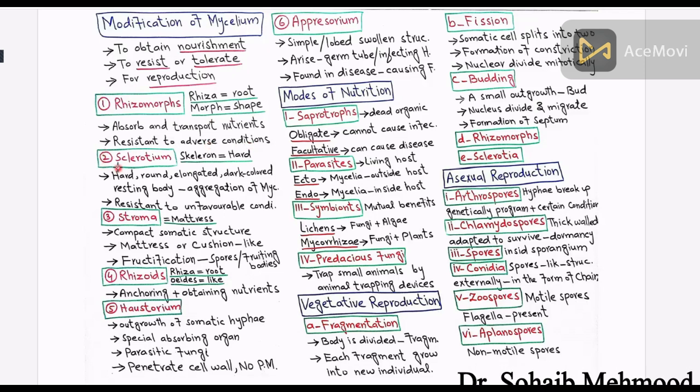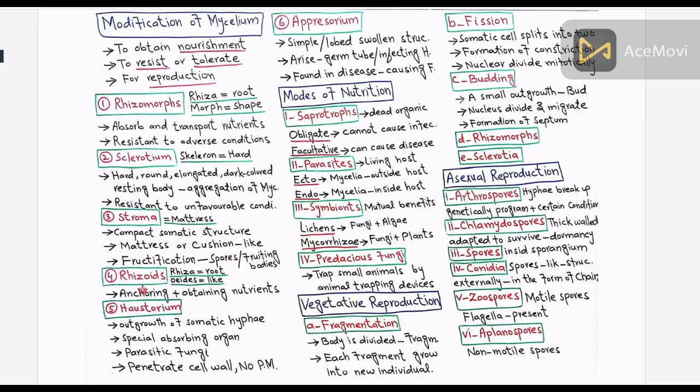The second one is the sclerotium. Scleron means hard. So these are hard, round, elongated, and dark colored resting bodies that are formed by the aggregation of mycelium. They also provide resistance to unfavorable conditions for a longer period of time. The third one is stroma. Stroma means mattress. So these are compact somatic structures, like a cushion or mattress, in which the fructifications are formed. Fructification means spores or fruiting bodies.